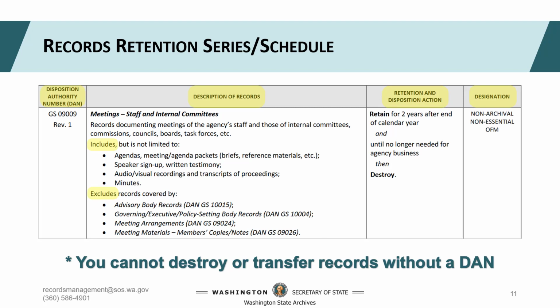It includes descriptions and examples of records included and excluded in that business process. This can seem confusing at first, but knowing what types of records are included as well as excluded will help you identify the correct series. Keep in mind, your record may still fall under that DAN if it matches the description but isn't specifically identified in the included list.